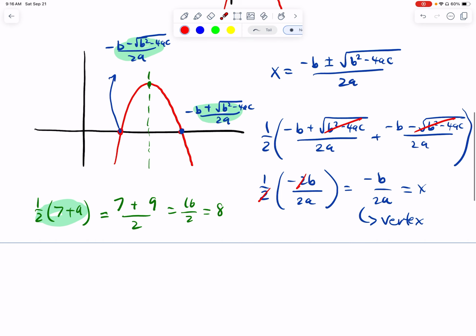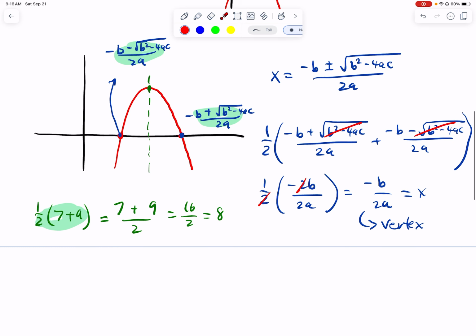Now, what's cool about this is that it's very easy to remember that it's negative b over 2a because it's right there in the quadratic formula. It's right here. It's x is equal to negative b over 2a. If you just remember that these two square root parts cancel each other out, what you have left over is the negative b over 2a.